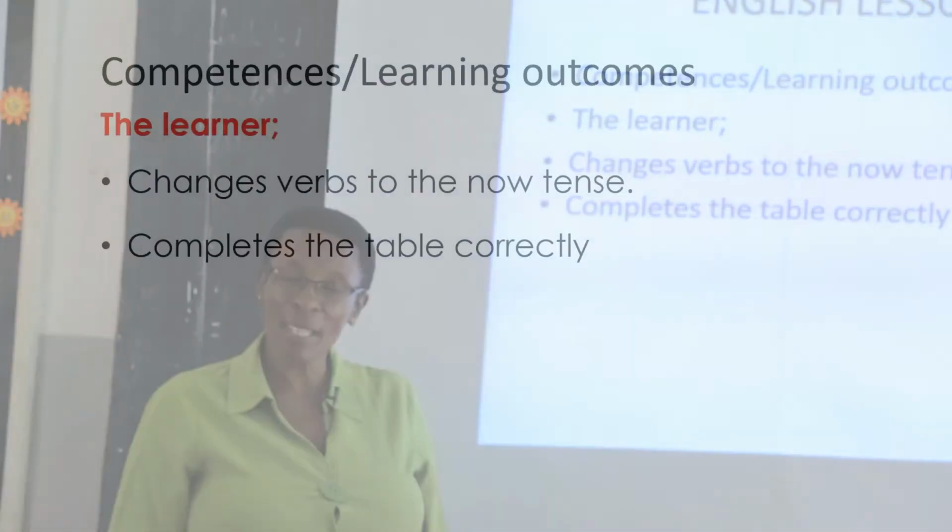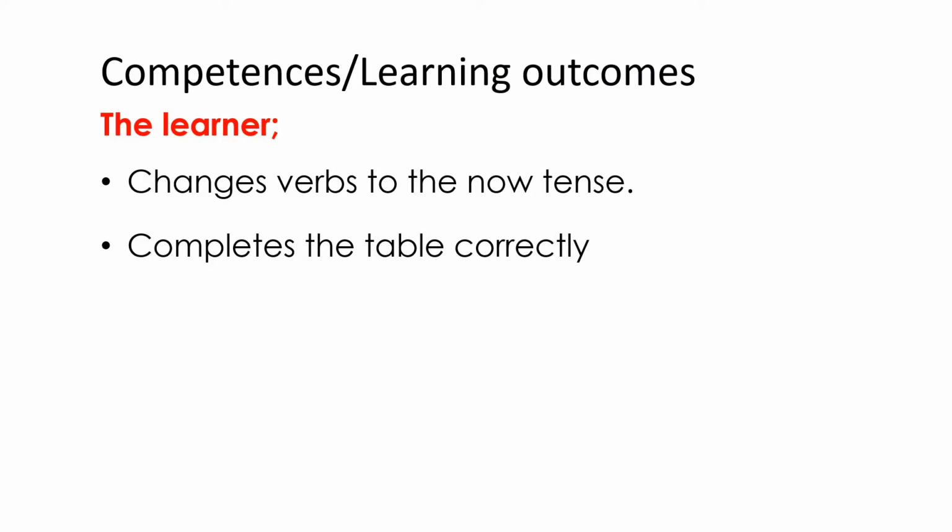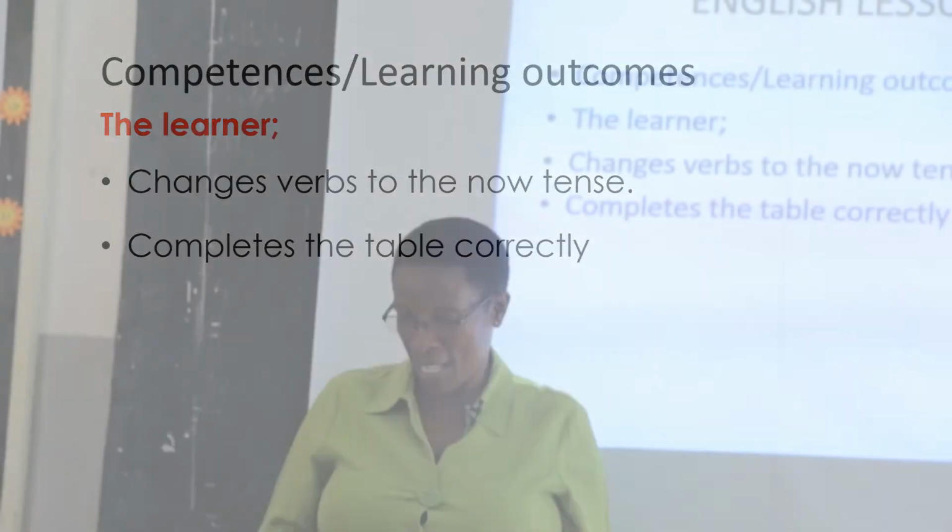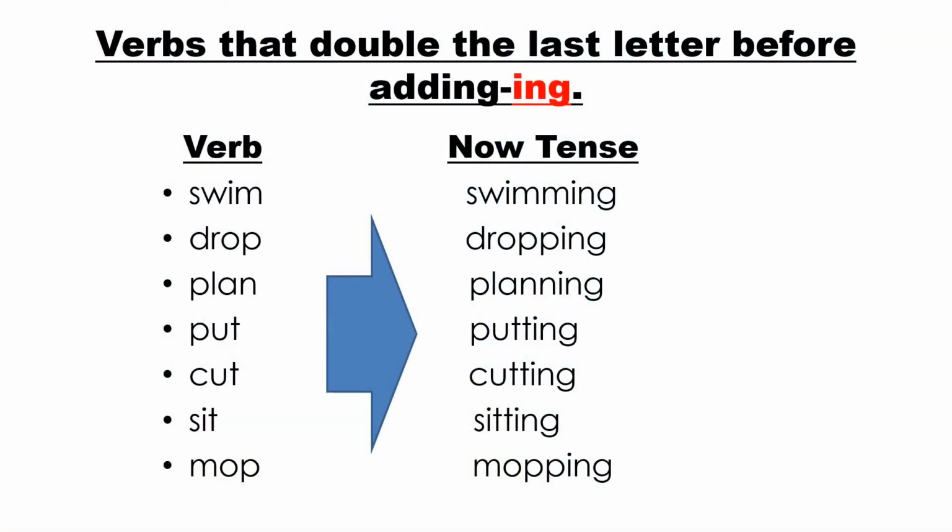By the end of this lesson, I expect you to change verbs to the now tense. Change those verbs that we're going to look at to the now tense and complete the table correctly. That means I'll give you a table in the exercise, okay? All right, let's go now.